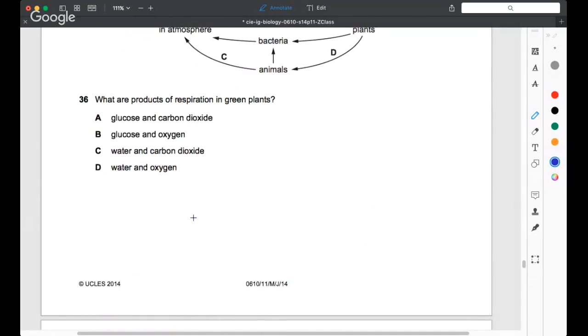What are products of respiration in green plants? Respiration, remember, is common in both animals and plants, and it's the process of combining glucose with oxygen and turning it into carbon dioxide and water and producing energy in the process. So water and carbon dioxide are the products of respiration in both plants and animals.